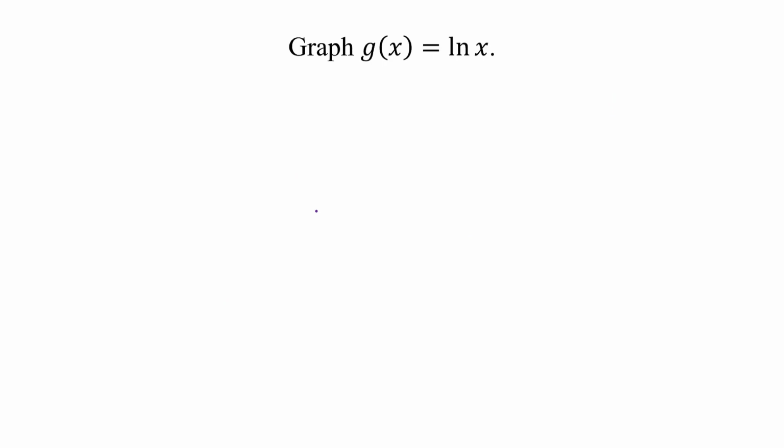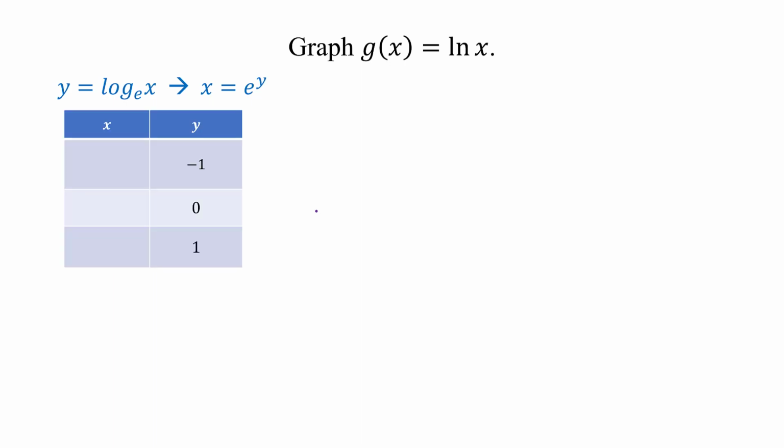Moving on to graphing g of x equals the natural log of x. Here we have y equals log to the base e of x, and we change forms to put this logarithmic form into exponential form of x equals e to the y. Then remember here x is a function of y, so we're going to start with the y coordinates of -1, 0, and 1. Find the corresponding x coordinates. E raised to the power of -1 is 1 over e. E raised to the power of 0 is 1, and e raised to the power of 1 is simply e.